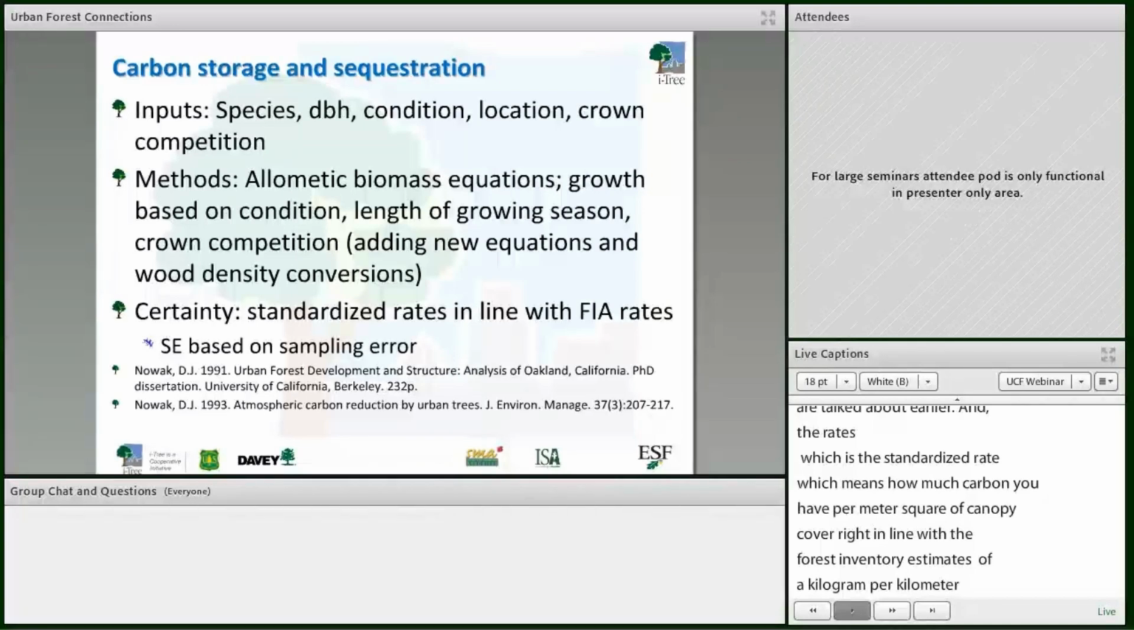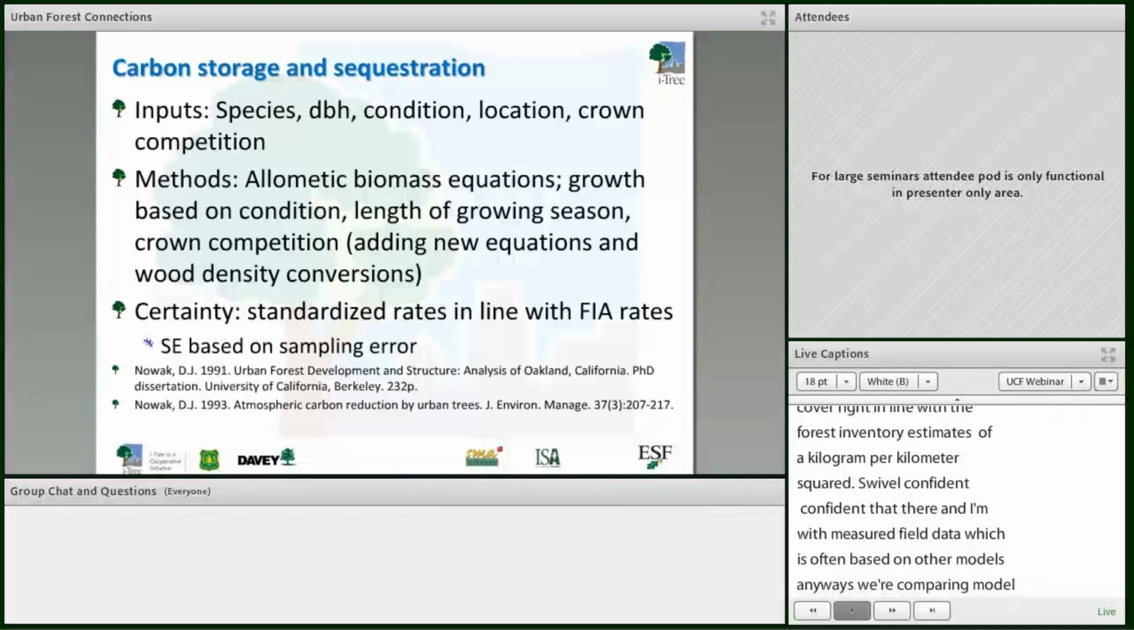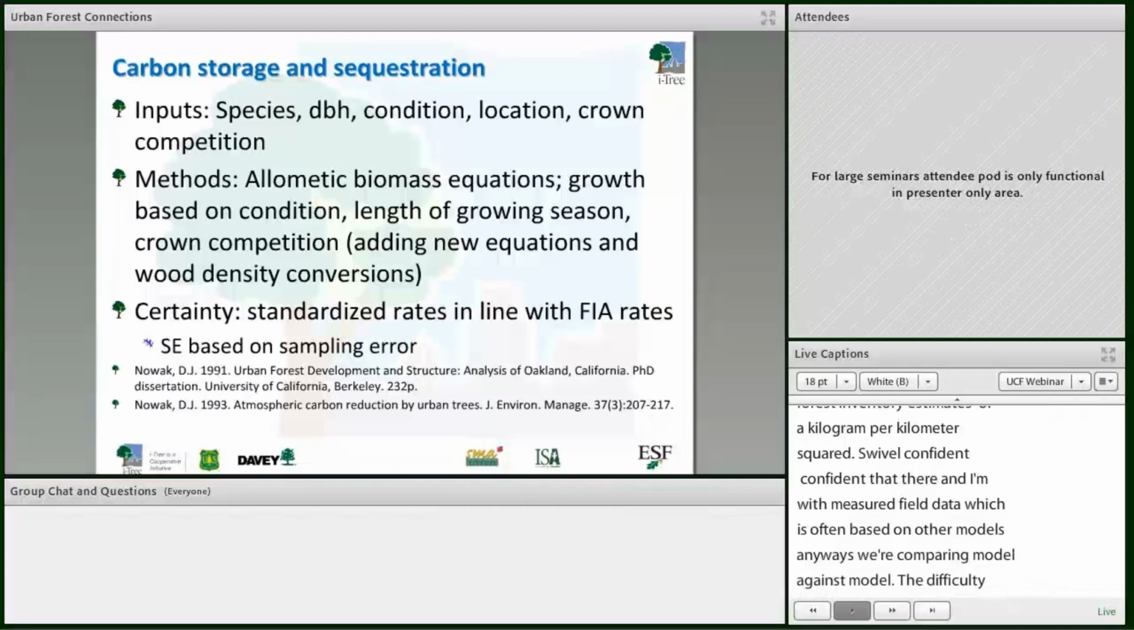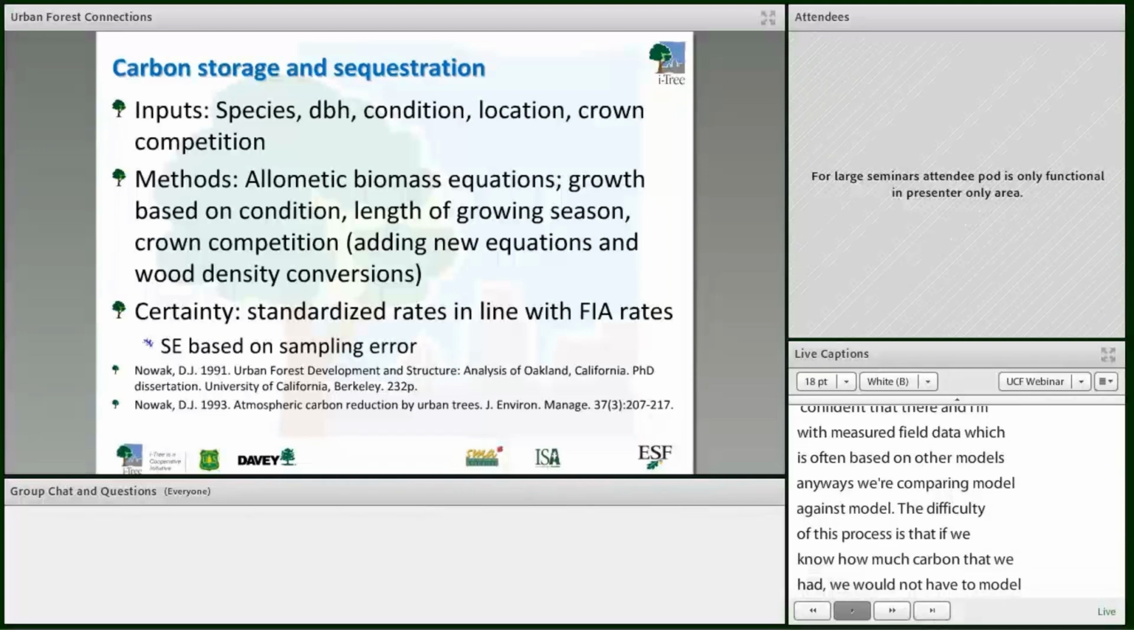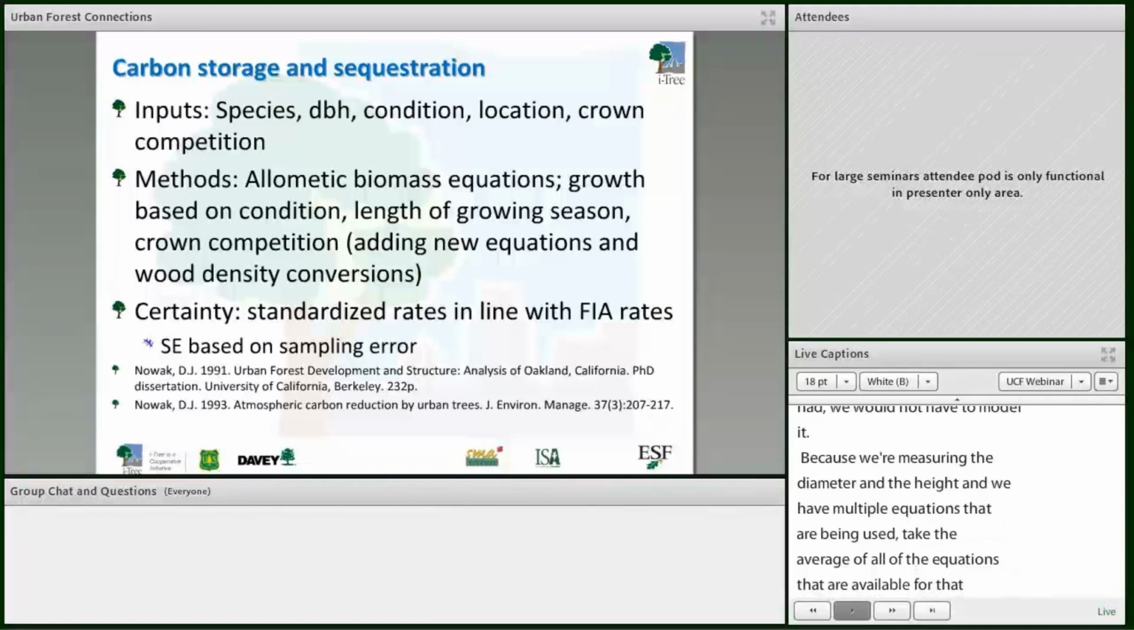The difficulty of this process is if we knew how much carbon we had, we wouldn't have to model it. And because we're measuring the diameter and the height, and we have multiple equations that are being used, we take the average of all the equations that are available for that species, so we feel fairly confident the numbers are fairly close based on the measurements of those models.